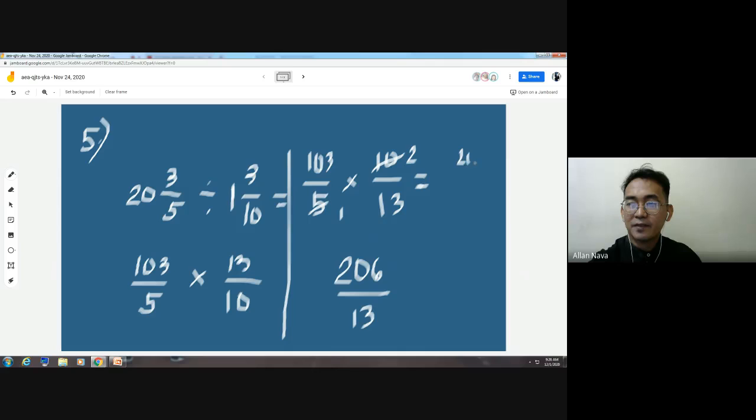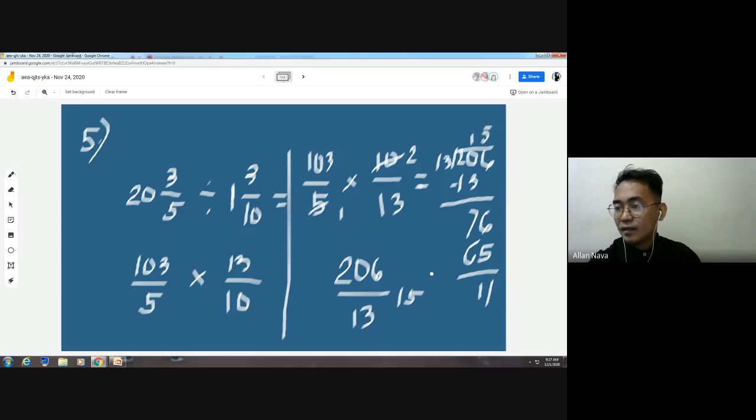So divide natin. Ilang 13 meron sa 20 muna? Definitely may 1. And 13. And then 20 minus 13, that is 7. Bring down 6. Ilang 13 meron sa 76, that is 5. Because the answer there is 65. Tapos may remainder siya na 11. Kaya ang sagot is 15 and 11 over 13. There you have it. Okay?